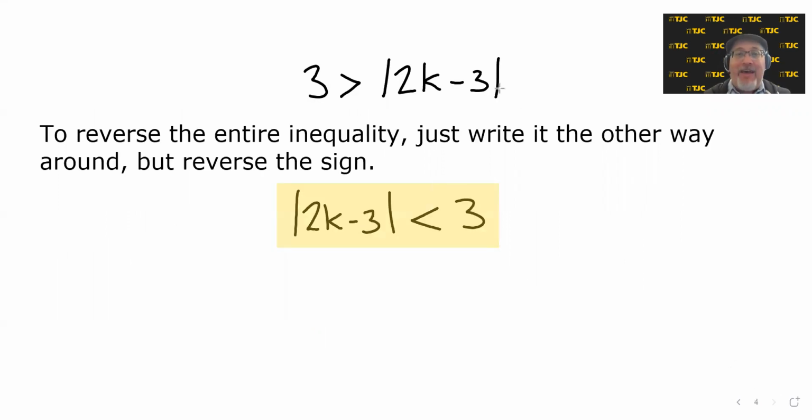And secondly, if after doing that, your absolute value is on the right side of the inequality, I would reverse the whole thing and put the absolute value on the left side. At this point, it's in the proper form, and so we can continue solving.